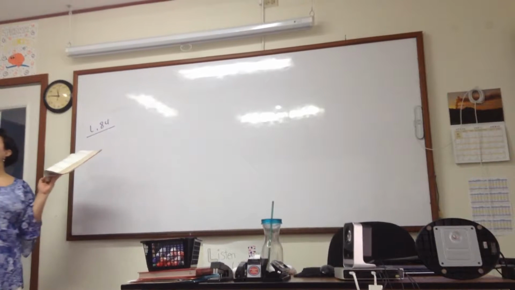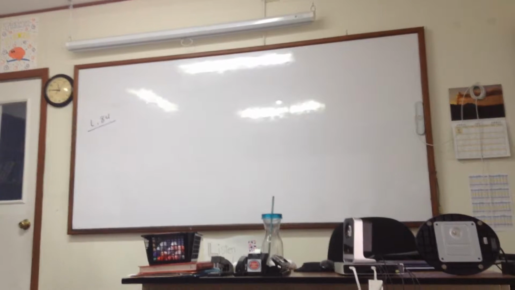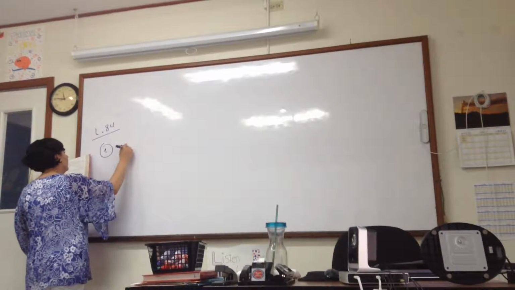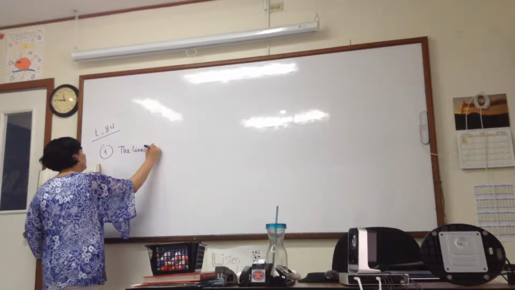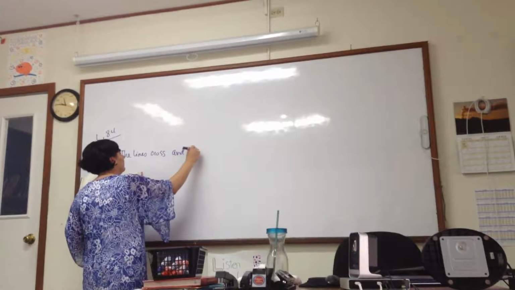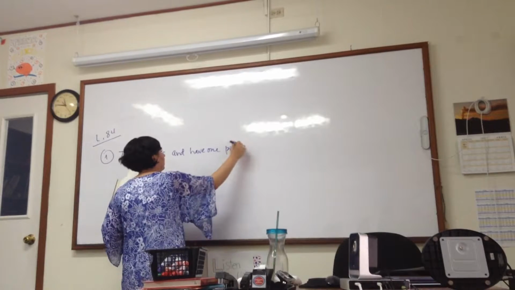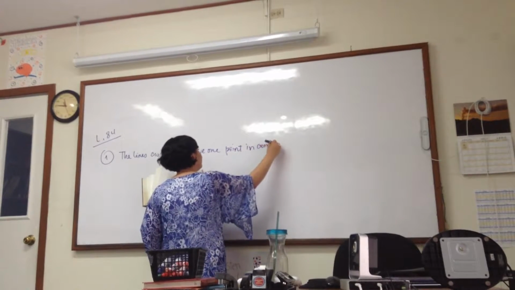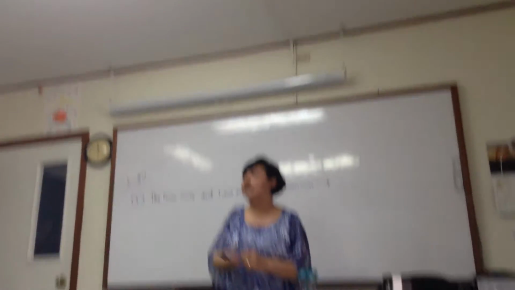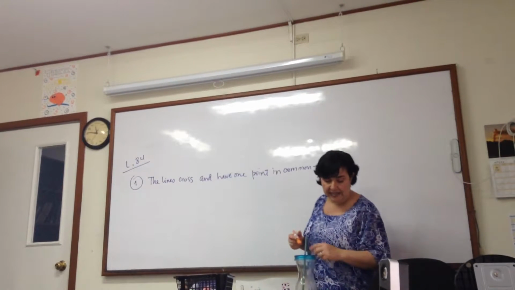Okay, this is mostly a review of something that took me a long time to explain last time, so I'm just going to summarize it really quickly. If the lines cross and have one point in common, that's an intersection. What would you call those lines? Intersecting lines. Yes, they're intersecting lines, but they would be dependent, independent, or consistent, inconsistent.